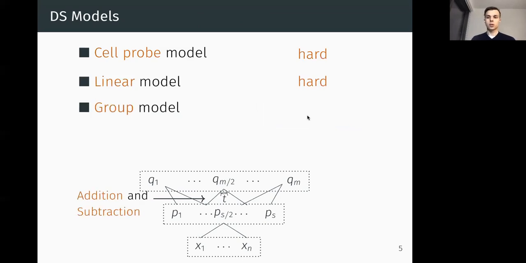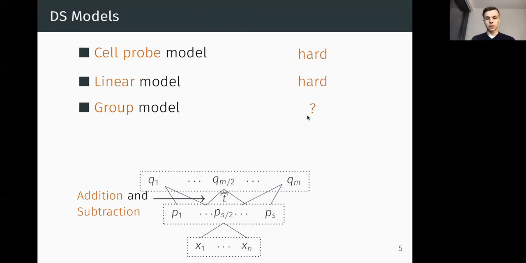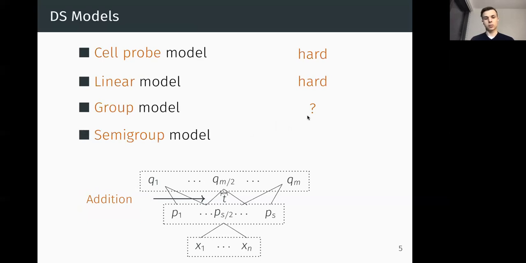And an even more restricted version of that is where we allow only additions and subtractions of the memory cells. This model is called the group model. Again, the best known lower bound here was log n, and our work improves on that. And the most restrictive version of them all is the semi-group model, where we only allow addition of the memory cells to compute the queries.